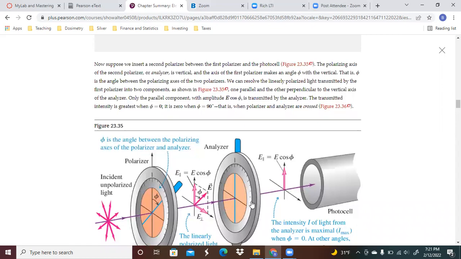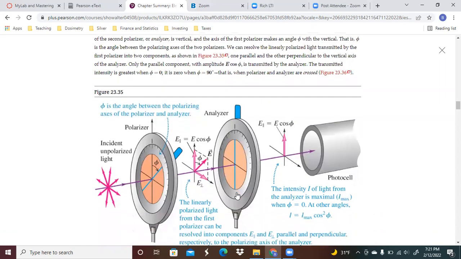Now, let's say we put a second polarizer in between the first and the photocell. The polarizing axis of the second polarizer is vertical, and the axis of the first polarizer makes some sort of angle, in other words, phi, which is the angle between the polarizing axes of the two polarizers. We can resolve the linearly polarized light transmitted by the first into two components. In other words, we're going to make it a vector.